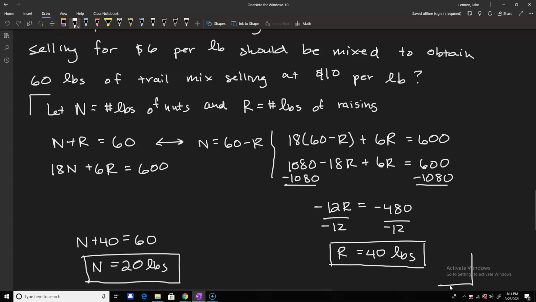So we don't see anything. If we ended up getting like raisins being 20 pounds and nuts being 40 pounds, then that wouldn't make sense, because we know that if they were 30 pounds and 30 pounds, we would get an average cost of $12, but we have an average cost of $10.